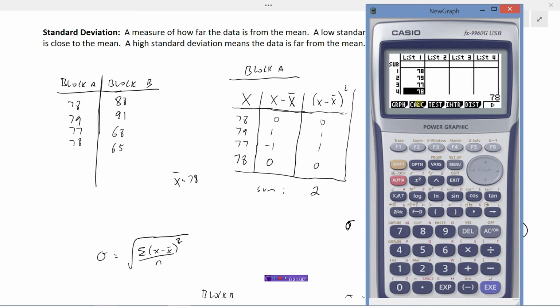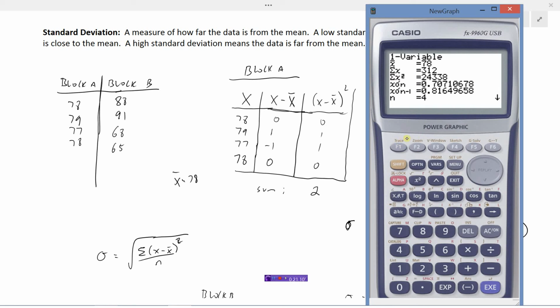Then we're going to calculate some stuff. So we're going to hit F2 for calculate. And then we really just have one variable in here, one set of data. So we're going to hit F1 for one variable. And what this does is it gives us a whole whack of information.